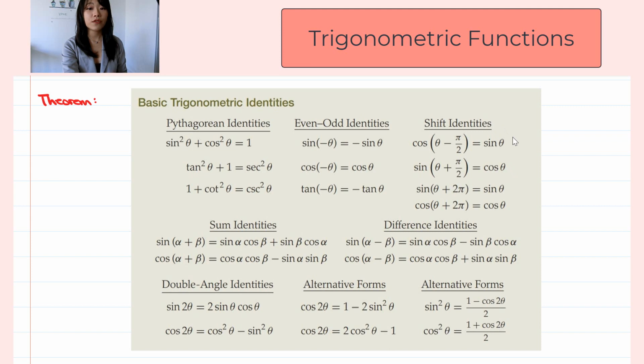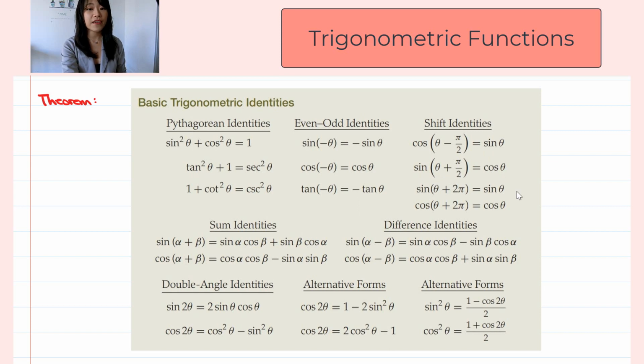If you observe from the unit circle, you'll note that the x and the y coordinates are shifted by 90 degrees, or pi over 2 radians. Cosine of theta minus pi over 2 equals sine theta. And sine of theta plus pi over 2 equals cosine theta.